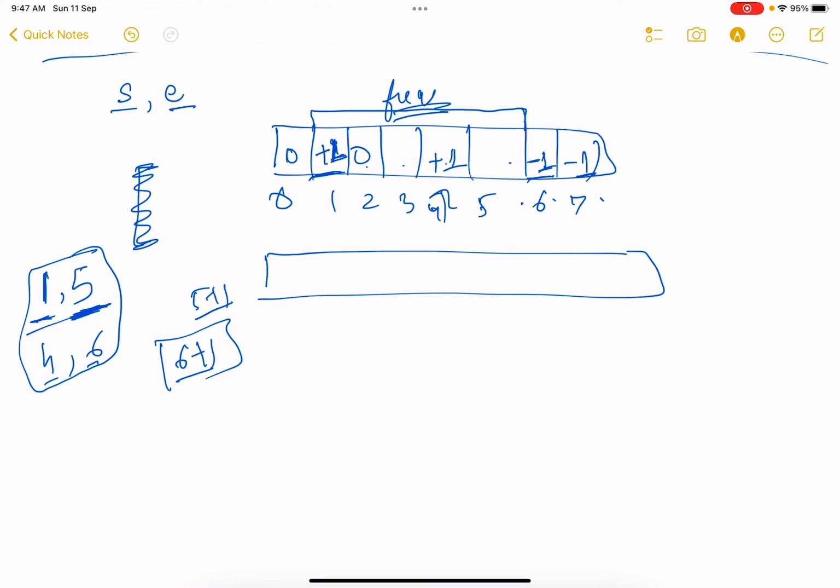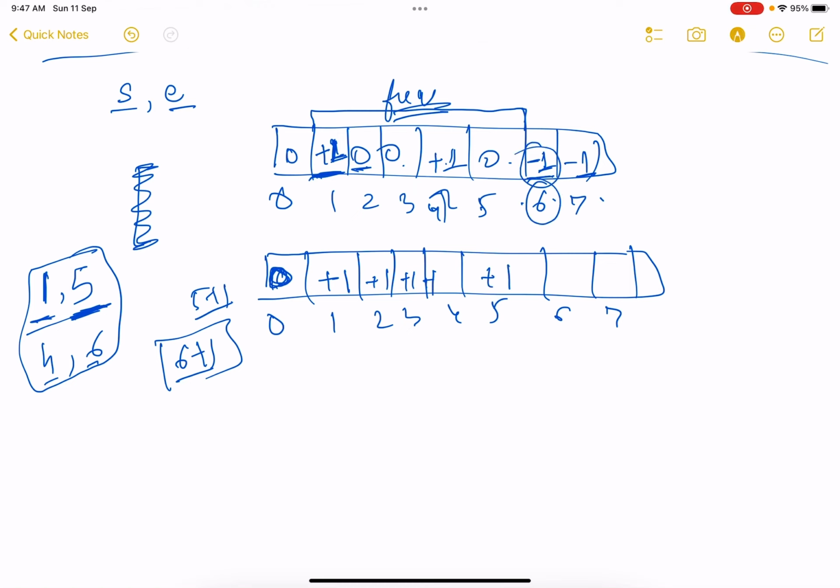These values were initially 0. Now what will be the new values? This will be 0 only, this is +1, so the sum till here is 0, and this will become +1. Here also it is 0, +1, +1, +1. So 1 2 3 4 5 6 7. Till 5 it will become +1. Sorry, at 4 we'll come at 4. Till here we were getting +1, and at 4 we also have +1.